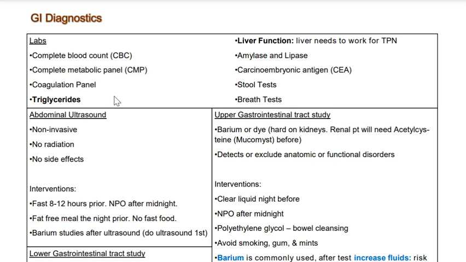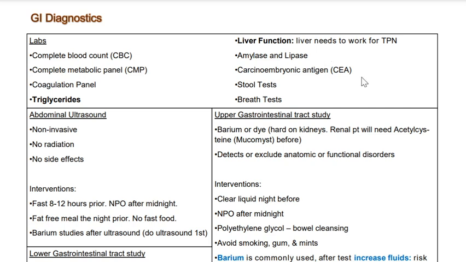We also want to look at triglycerides and what's going on with that, because some people can have what's called fatty liver. So we want to know what their cholesterol is doing. Liver function: the liver needs to work. This is interesting: in order for you to have TPN, the liver needs to work. The pancreas will also produce some enzymes, and we have to look and see whether there's an abundance or not enough of them, because it could be a problem with the pancreas, right?